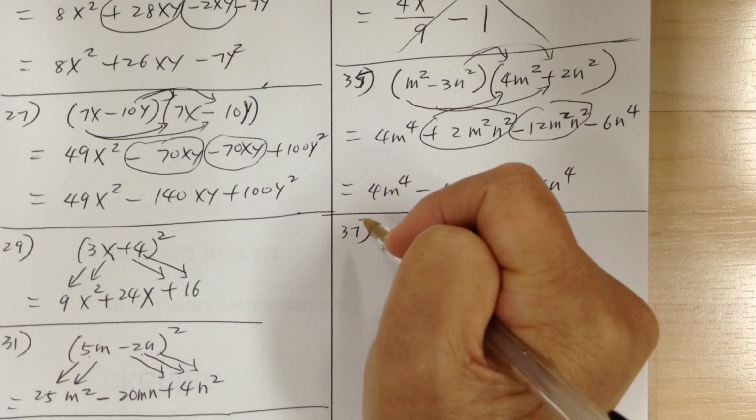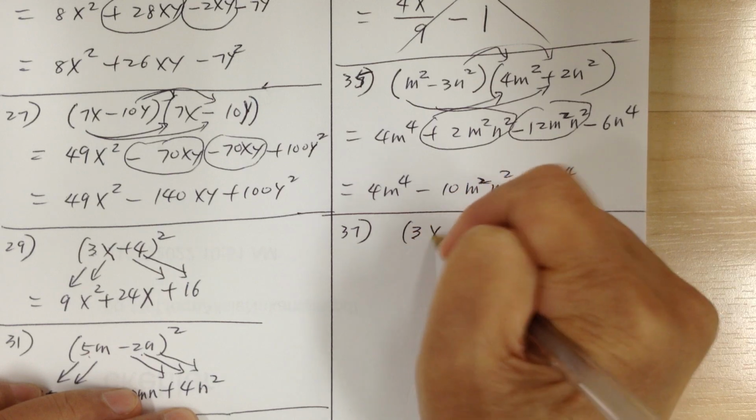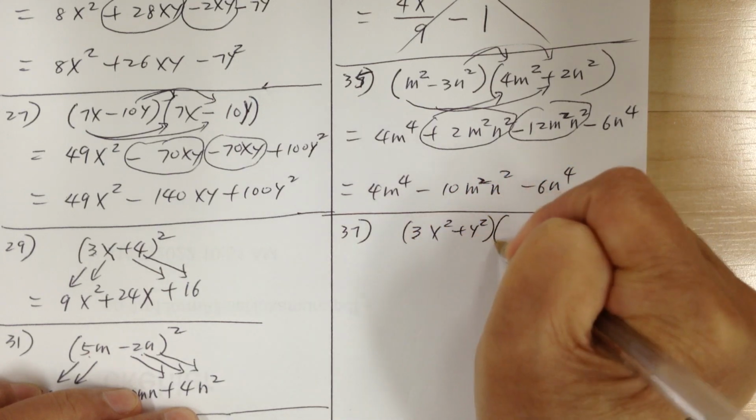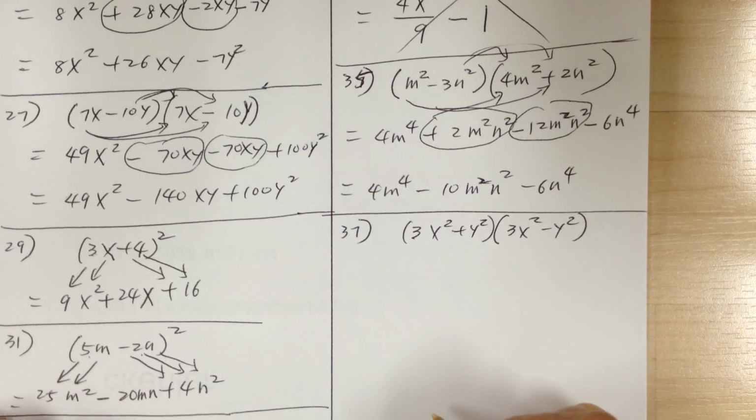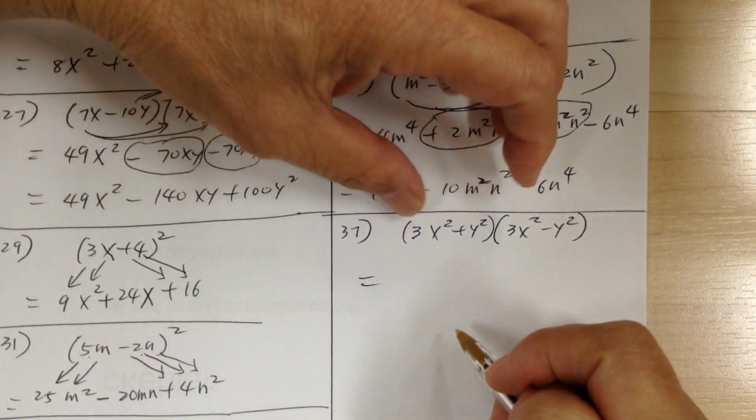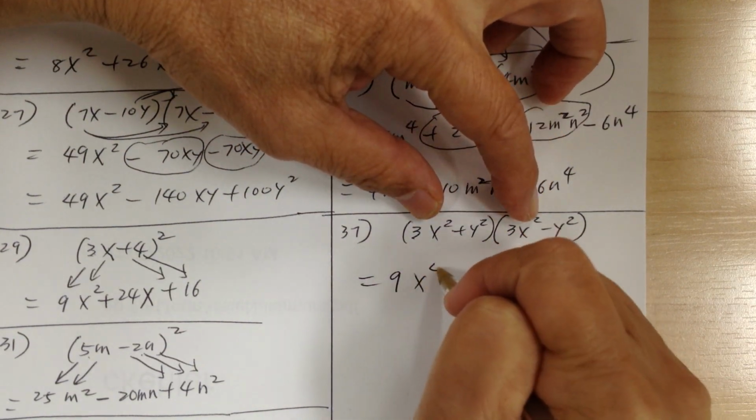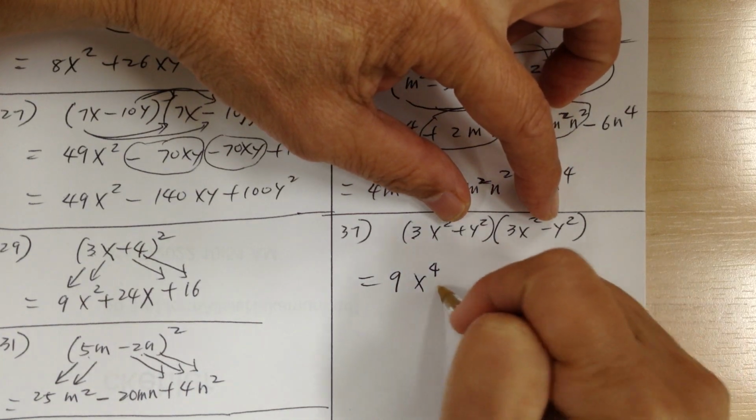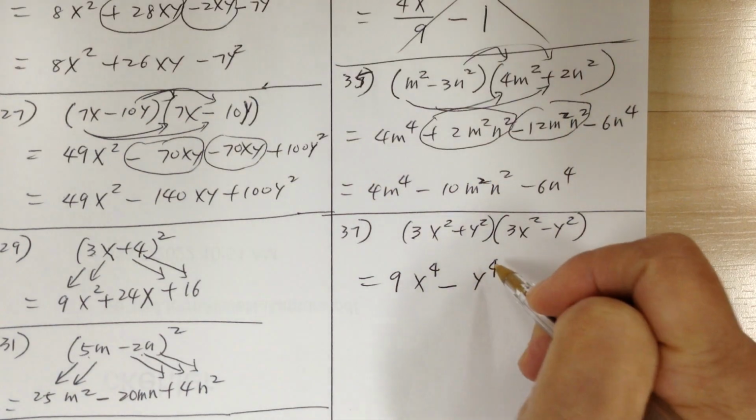Okay, 37. You have 3x squared plus y squared times 3x squared minus y squared. So this is a conjugate. So this is going to equal 3 times 3 is 9, x squared times x squared is x to the 4, plus times minus is minus, y squared times y squared is y to the 4. And that's it.